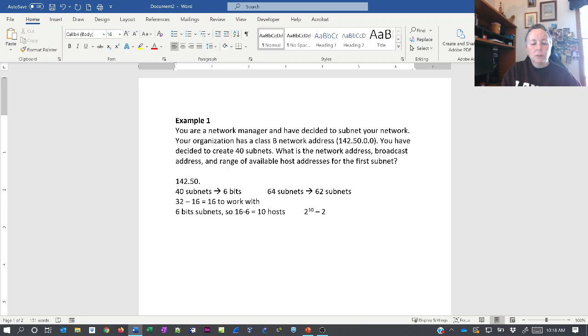So now we're going to convert to the first subnet. So let's look for subnet number 1. I have my 142.50. Again, I'm not going to touch those 2 octets. I have 6 bits for subnets: 1, 2, 3, 4, 5, 6. And that leaves my 10 for host. So now, if you remember, using those 6 bits, I'm going to write number 1 using 6 bits. And then for the network address, my host bits are all 0.